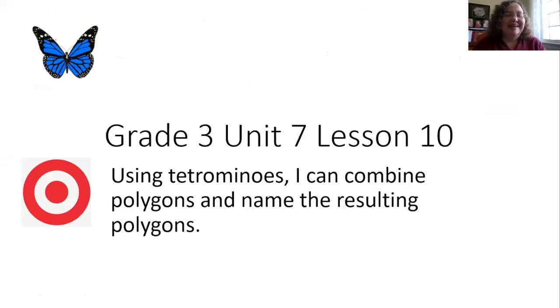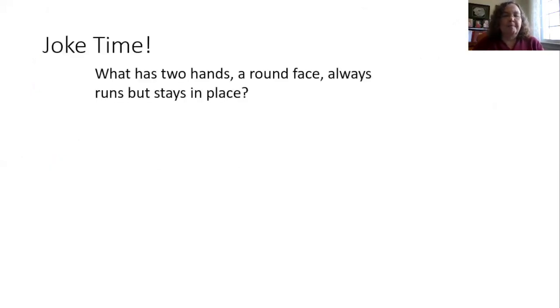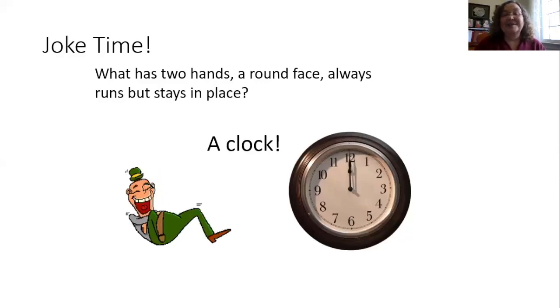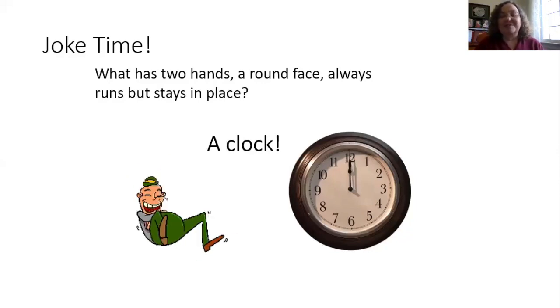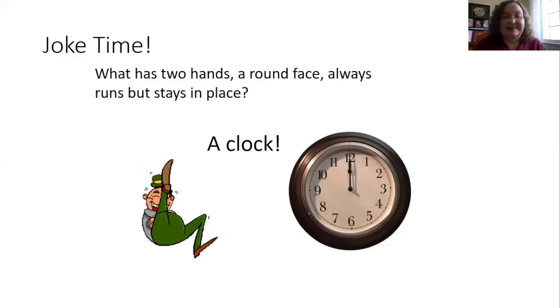But first, let's have our joke. What has two hands, a round face, always runs but stays in place? You give up? It's a clock. There's its two hands, round face, always runs but stays in place.